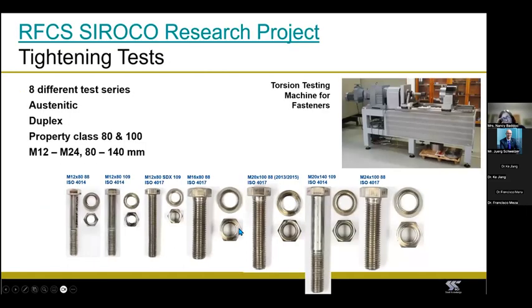So SCI worked with about 6 or 7 organizations in Europe. The work was led by the University of Duisburg-Essen in Germany, studying the performance of stainless steel slip critical bolts. There was a wide test program of bolt tightening tests studying both austenitic and duplex bolts, property class 80 and 100. So that's with a tensile strength of 800 and 1000 megapascals, and varying bolt diameters.